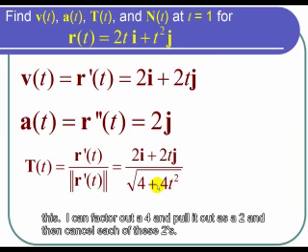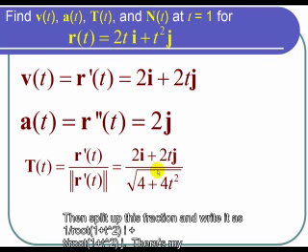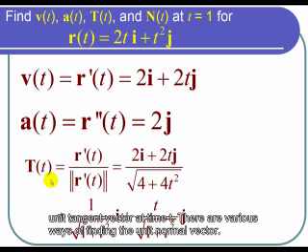I can simplify this. I can factor out a 4 and pull it out as a 2, and then cancel each of these 2's, and then split up this fraction and write it as 1 over the square root of 1 plus t squared i plus t over the square root of 1 plus t squared j. And there's my unit tangent vector at time t.